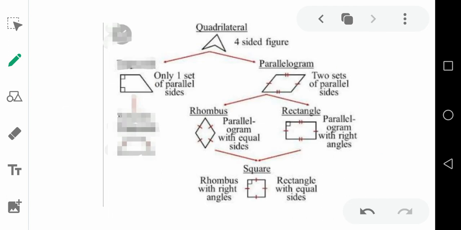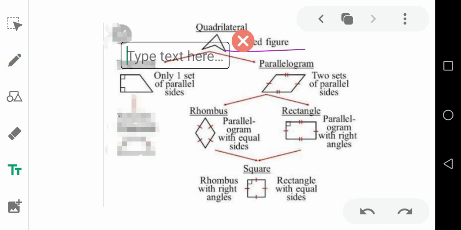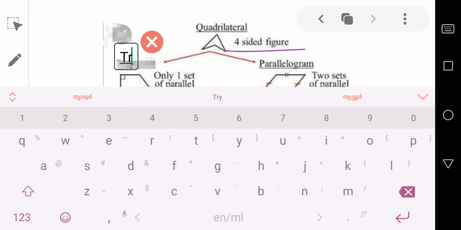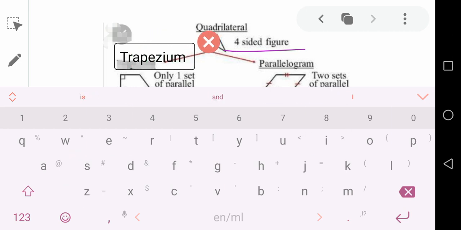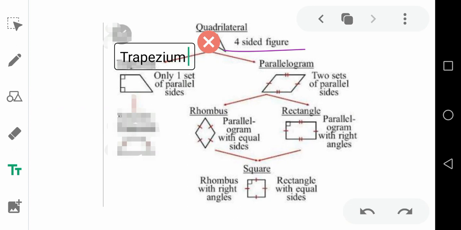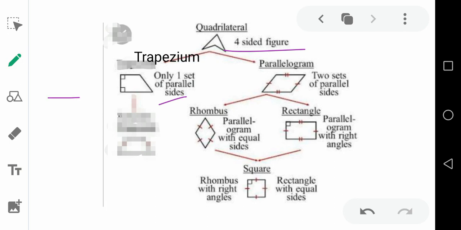Okay, so now we will divide like this. Quadrilateral means it is a four-sided polygon. Trapezium, this is a trapezium. Okay, so in a trapezium there is only one set of parallel sides. I told you trapezium means only one set will be parallel. Parallelogram means two sets of parallel sides. That means these two and these two are both parallel.